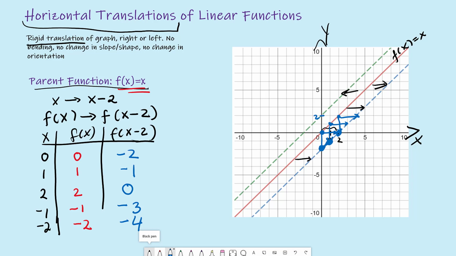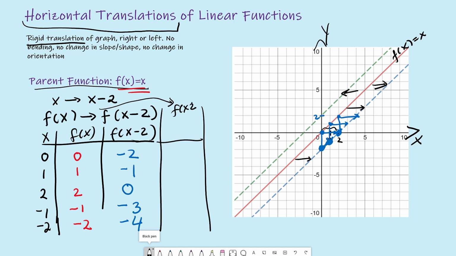Now, what happens if we look at the opposite translation? If we look at the translation, f of x goes to f of x plus 2. Okay, what do we get here? So this will be our green curve here. So for 0, we will get f of 0 plus 2, which is 2. For 1, it'll be 3. For 2, it'll be 4. For negative 1, we're going to negative 1 plus 2, so that's positive 1. Negative 2 plus 2 here is 0.